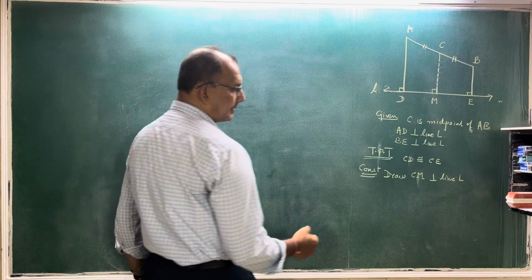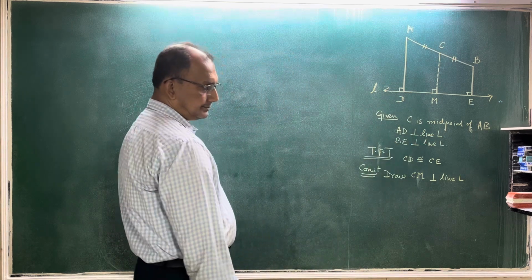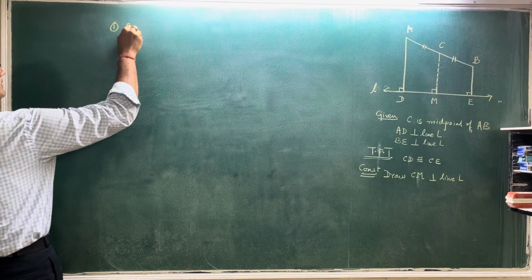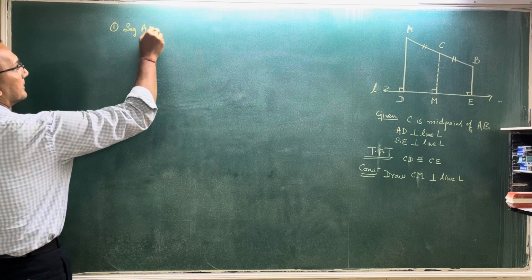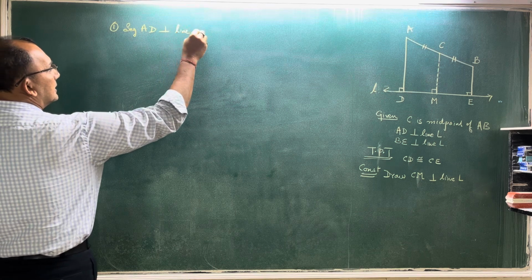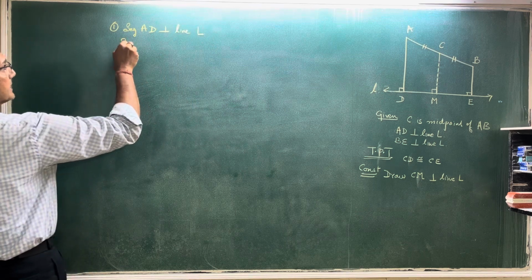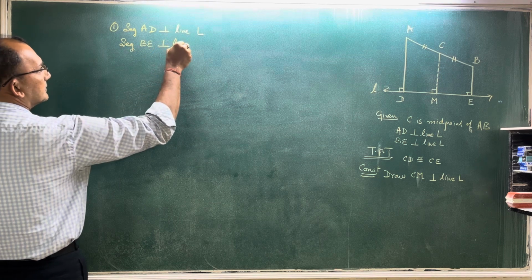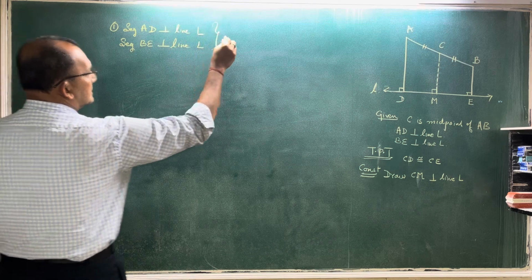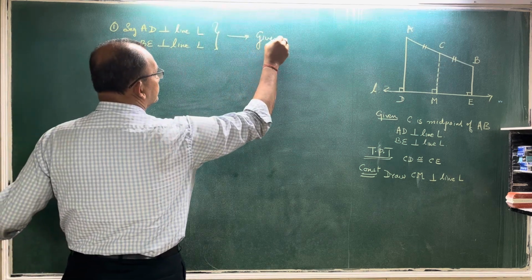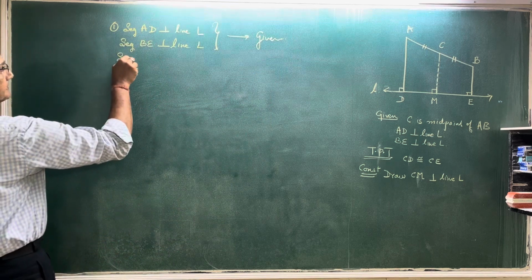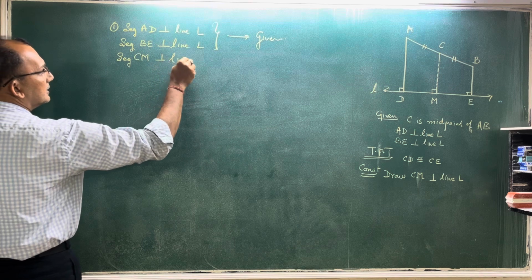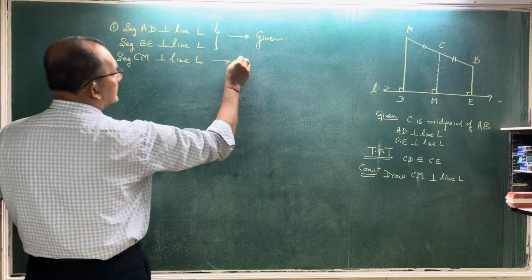Now children, let's see how we can prove this sum. First point, we can write seg AD is perpendicular to line L, seg BE is perpendicular to line L. This is given. Seg CM is perpendicular to line L, but this is construction.